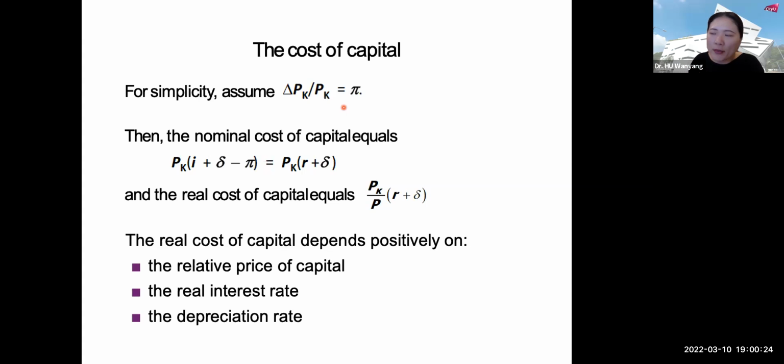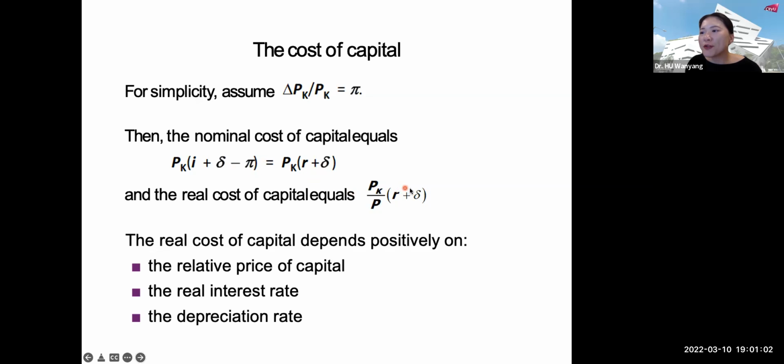Okay, a proportion to indicate this component. And then this is the nominal cost of the capital that we insert. We replace the delta pk divided by pk by pi. Okay, by pi. And we got the pk multiplied by gamma plus delta, where gamma is i minus pi. Okay.